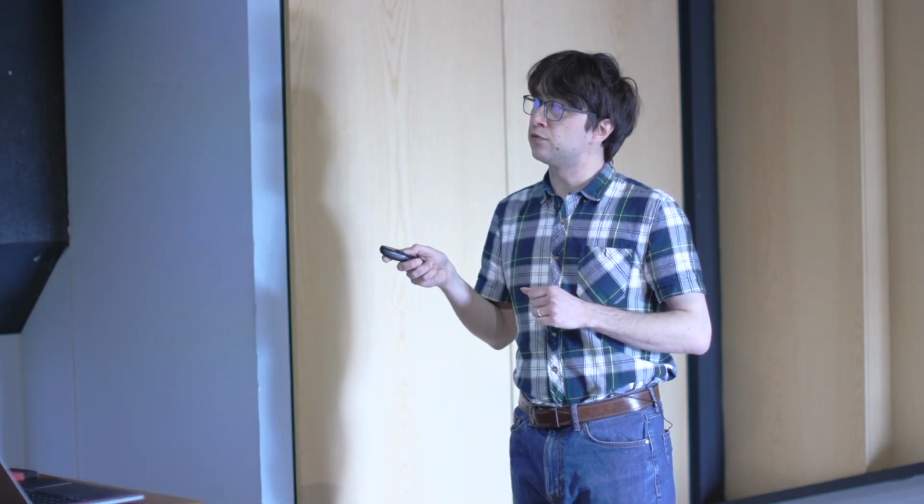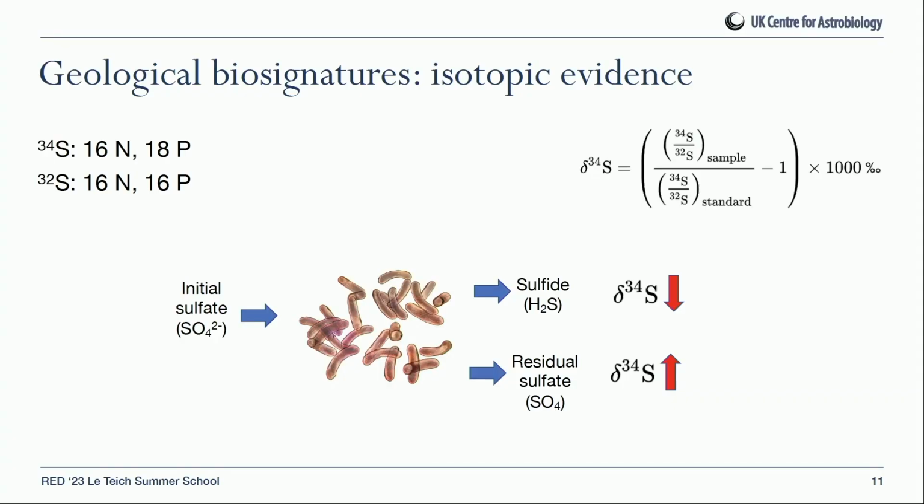Just to pick a different system than carbon, there are bacteria that will reduce sulfate to sulfide, and there is an isotopic fractionation associated with that, such that the sulfide that they produce is isotopically lighter than the sulfate that they started with. So it's got proportionally less of the 34 sulfur isotope and more of the 32 sulfur isotope, whereas the sulfate that's left behind is then proportionally heavier.